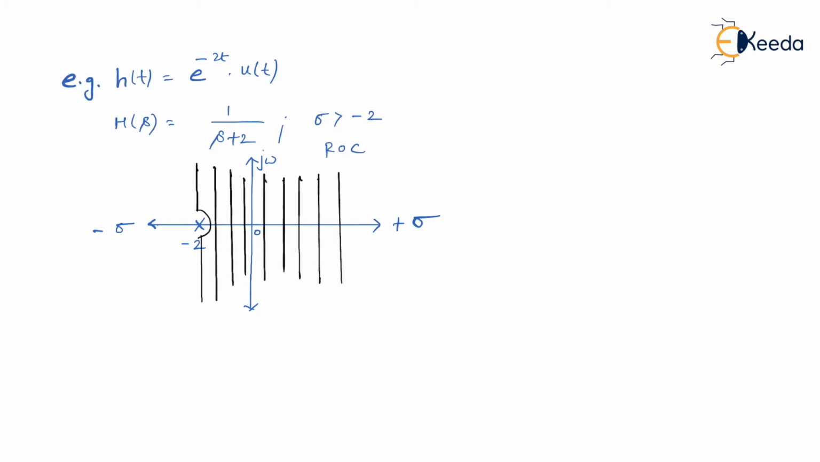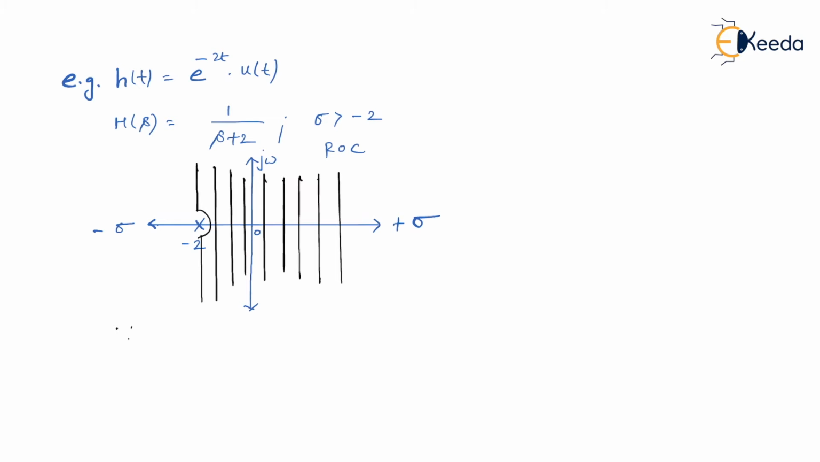So as you can see, the ROC is towards the right hand side. When I say ROC is towards the right hand side or left hand side, it is always with respect to the pole. Am I right? So here the pole is minus 2. Now just observe and tell me whether the ROC is present to the right hand side of the pole or towards the left hand side of the pole. Of course, it is present at the right hand side of the pole. Definitely the system is said to be a causal system.